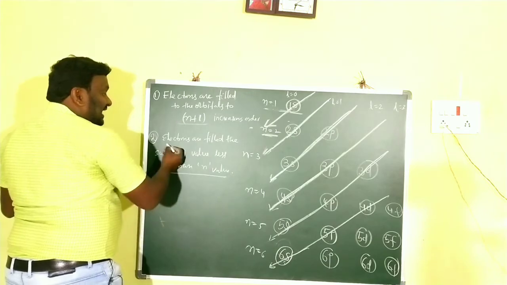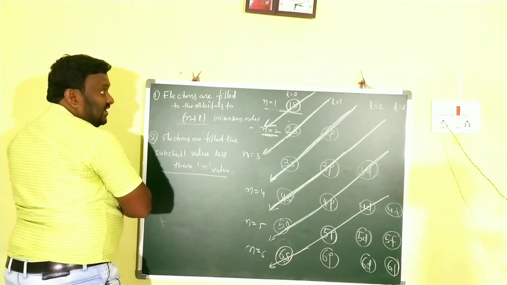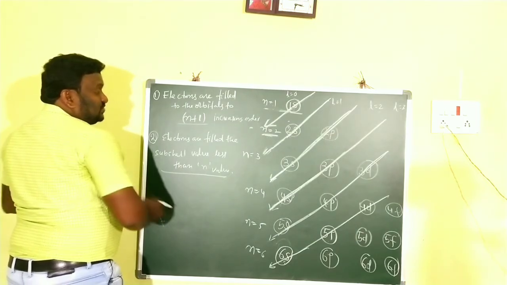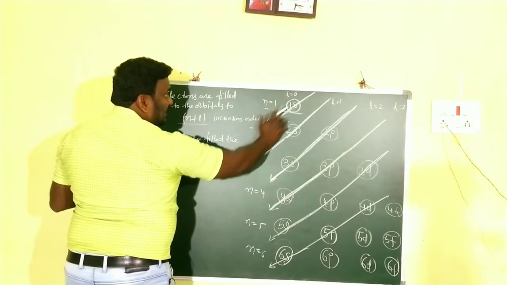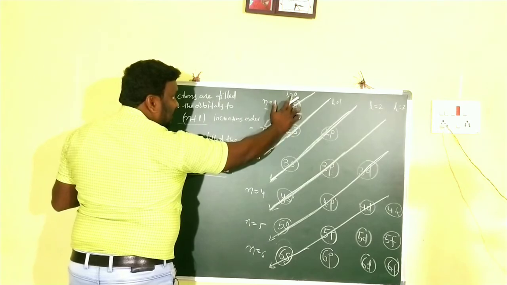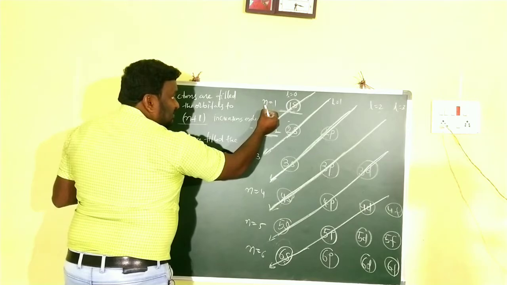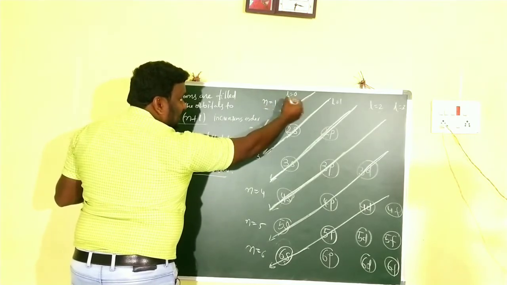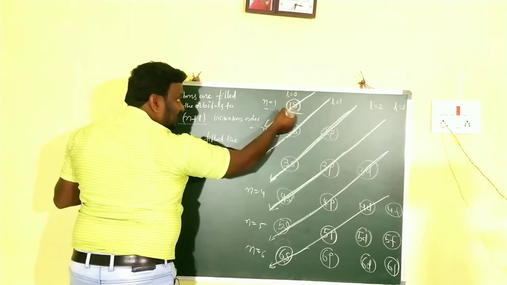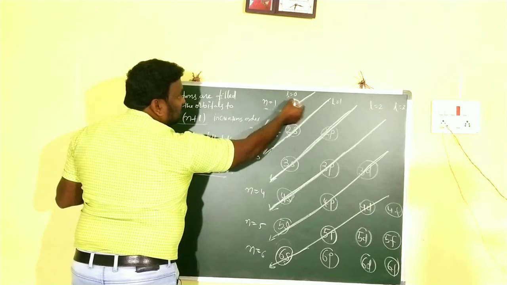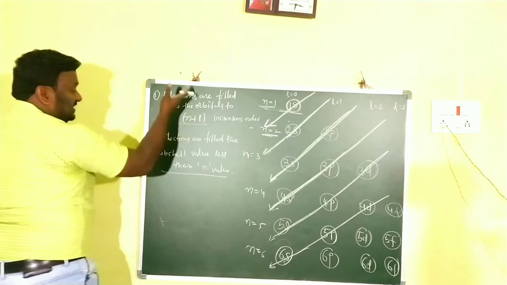Clear? And next thing, electrons are filled to the subshell value less than the n value. So children, to fill first, here n equals 1, l equals 0. The subshell value must be less than the n value. n equals 1, l equals 0, and 0 is less than 1. That's why while we are filling the electrons, the subshell l value should be lesser than the n value. That is the second rule.